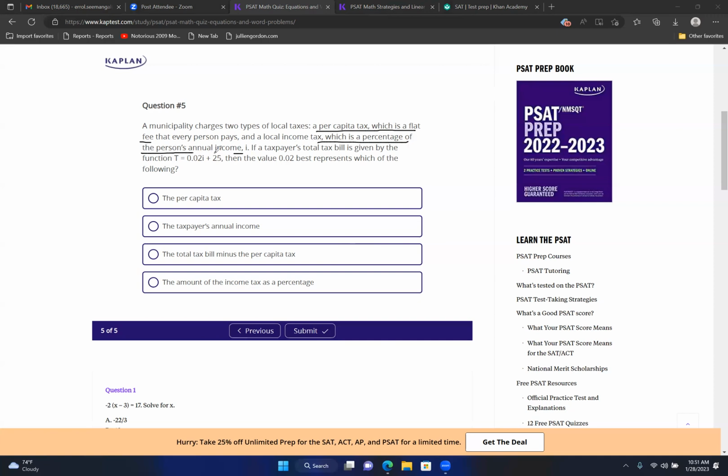Percentage of the person's annual income. So it should be this one. Taxpayer's annual income. You take the 2% of whatever that person earns, and then you add that to 25, and that's their tax. Okay, so it should be B.